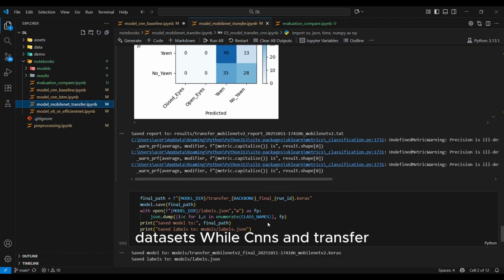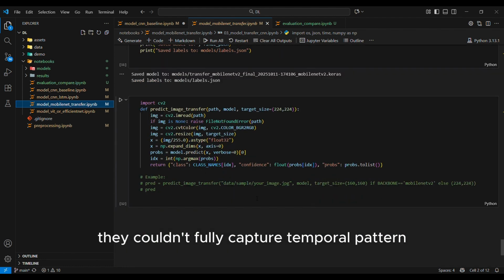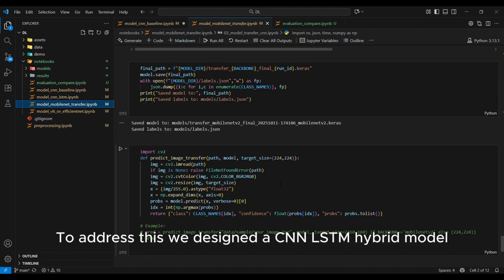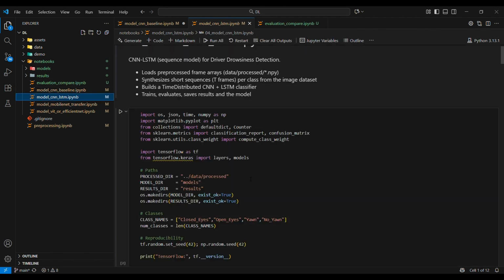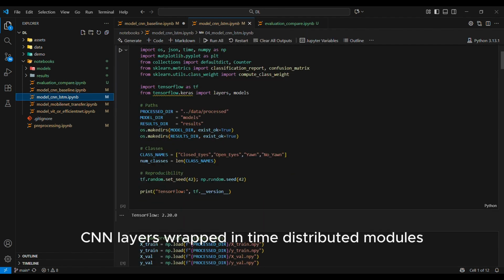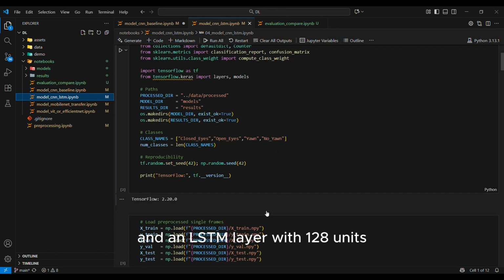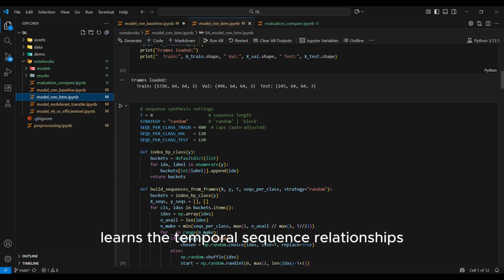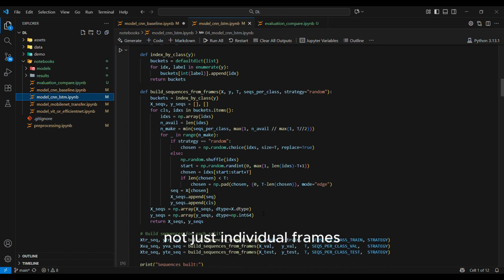While CNNs and transfer learning models performed well for static images, they couldn't fully capture temporal patterns, for example, continuous blinking or yawning sequences. To address this, we designed a CNN LSTM hybrid model, combining the strengths of both architectures. In this setup, CNN layers wrapped in time-distributed modules extract spatial features from each frame, and an LSTM layer with 128 units learns the temporal sequence relationships. This approach allows the model to detect changes over time, not just individual frames.